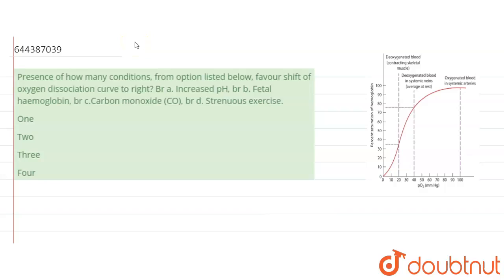Hello everyone, let's solve this question. Presence of how many conditions from option listed below favor shift of oxygen dissociation curve to right. Options are increased pH, fetal haemoglobin, carbon monoxide, or strenuous exercise.